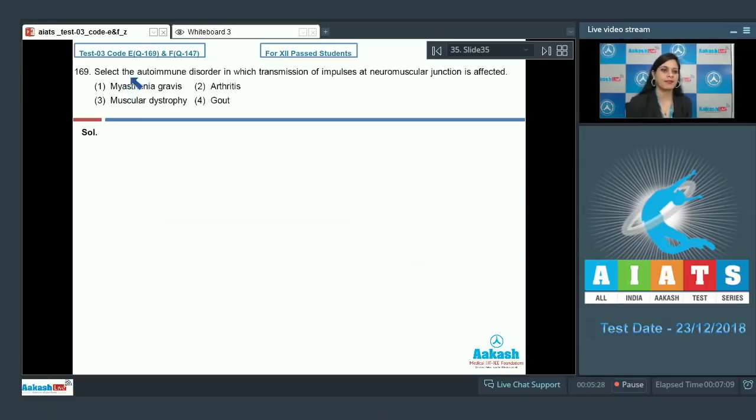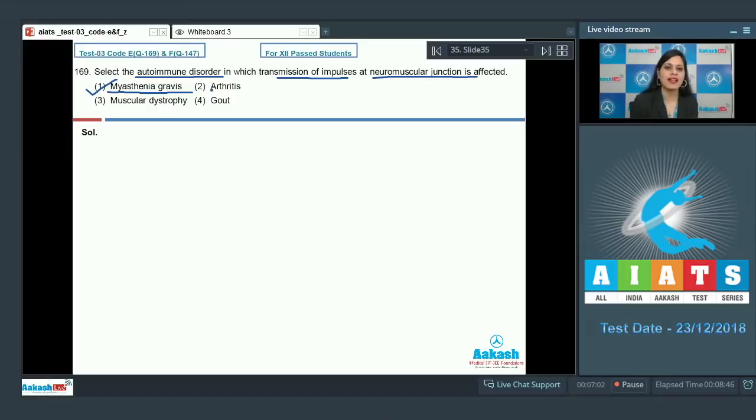Question number 169. Select the autoimmune disorder in which transmission of impulses at neuromuscular junction is affected. The correct answer to this question is option number 1, that is myasthenia gravis. In this disease, immune system starts producing antibodies against acetylcholine receptors. As a result, acetylcholine can no longer bind to its receptor. Consequently, transmission of impulse is impaired at this neuromuscular junction. So this myasthenia gravis is an autoimmune disease in which transmission of impulse is impaired at neuromuscular junction. Let's discuss other options also.